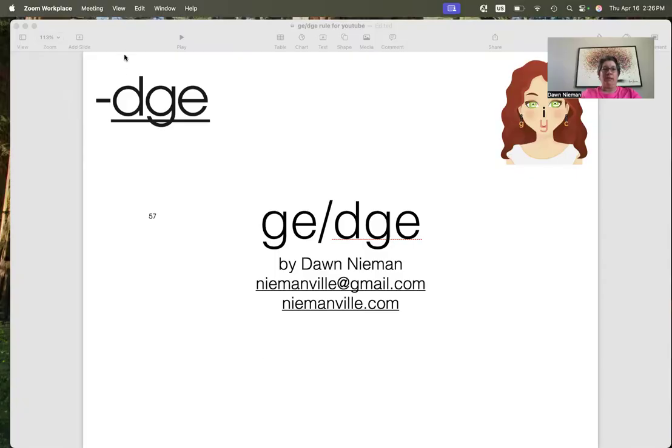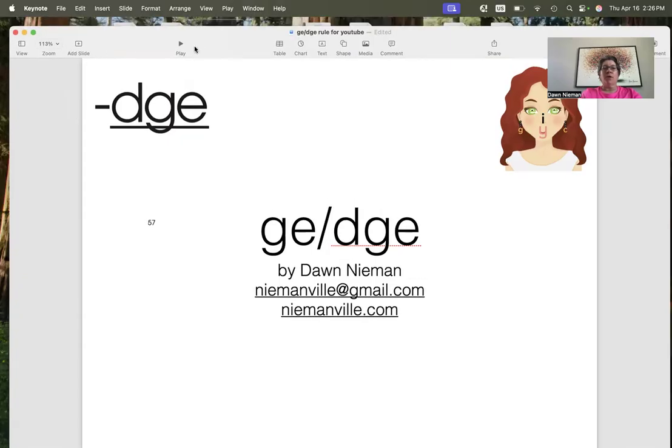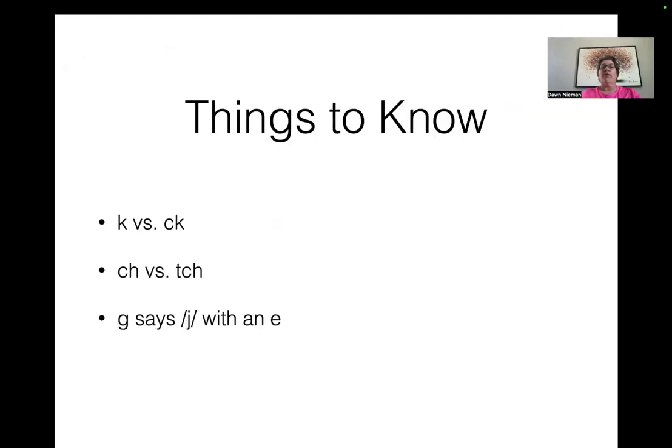Hi, I'm going to remind you about the difference for when you are teaching GE versus DGE. And there are definitely a few things that you will need to keep in mind here. First of all, when you are working with this, you want to remember that you have to know the difference between when to use K and when to use CK.